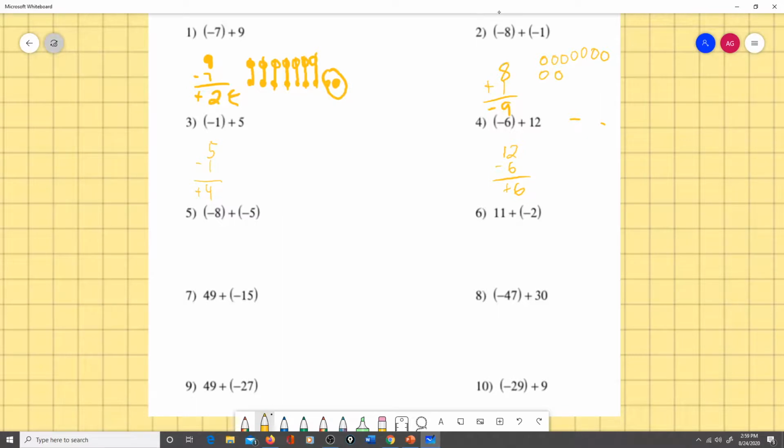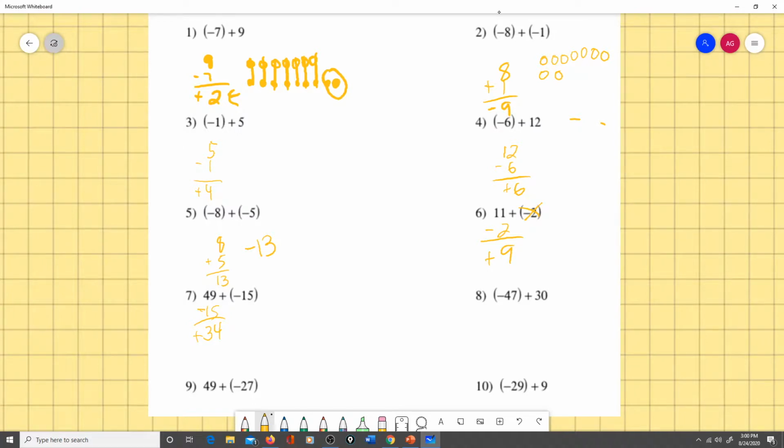2 negatives, just like this one. You're going to add up the two numbers. 8 plus 5 is 13. They're both negative, so it's -13. Different signs. Subtract them, keep the sign of the bigger number. So 11 minus 2. That's going to give me 9. This is the bigger number, positive 9. Again, different signs. Subtract. Minus 15. That gives me 4 and 3. 49 is a bigger number, positive 34.